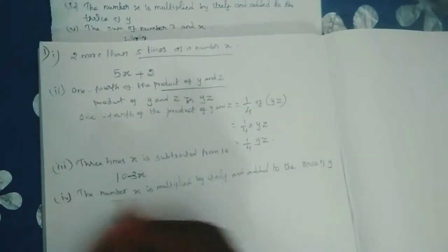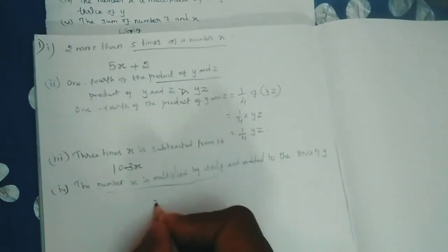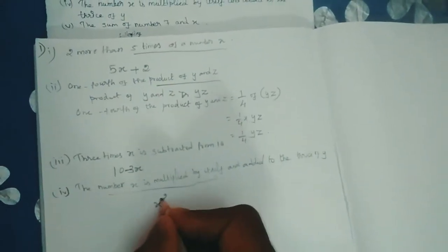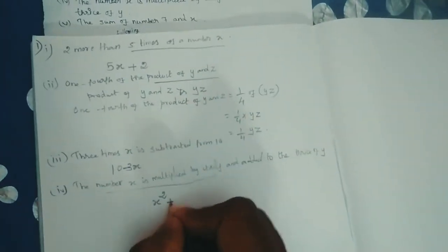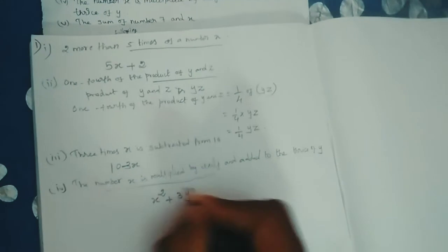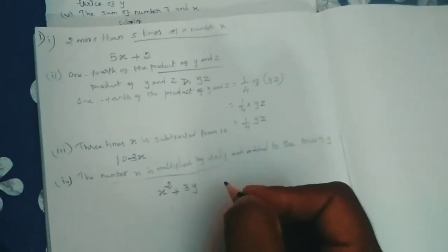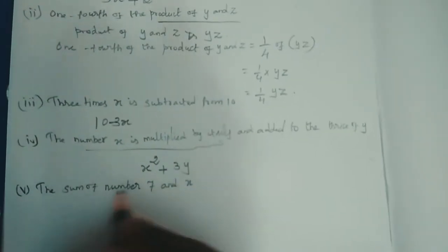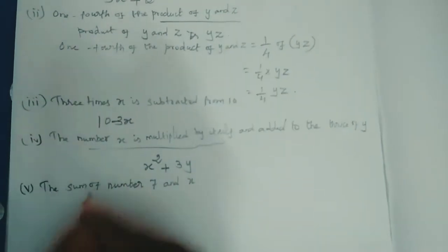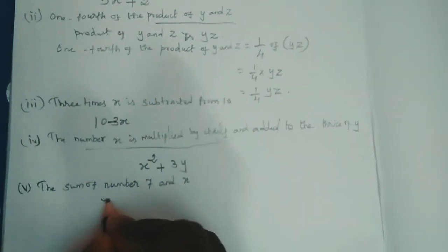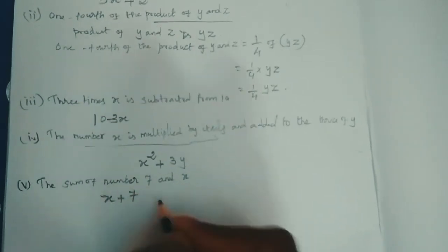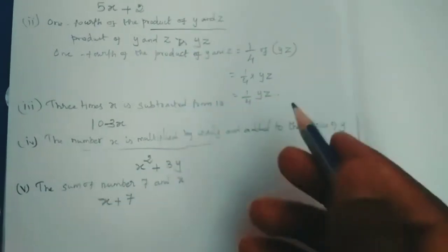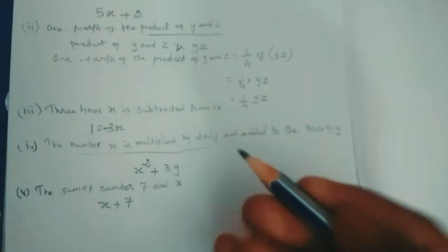So the number x is multiplied by itself, that means x into x, x square. Then it's added to the thrice of y. So thrice of y plus 3y, x square plus 3y. Next one, the sum of number 7 and x. So sum, that means x plus 7. The sum of number 7 and x is x plus 7. So in this question we wrote the algebraic expression from words.